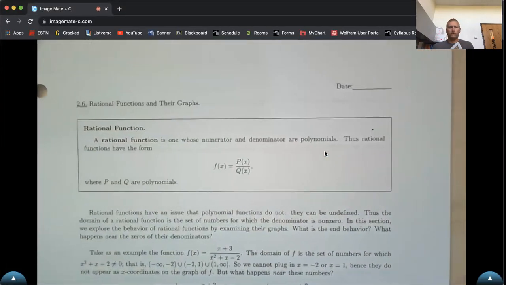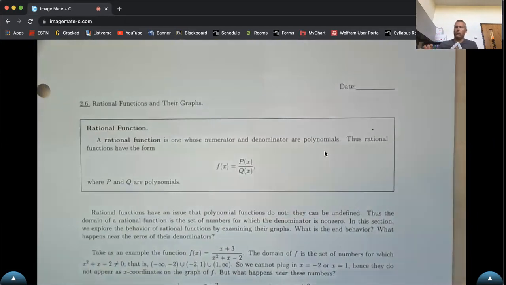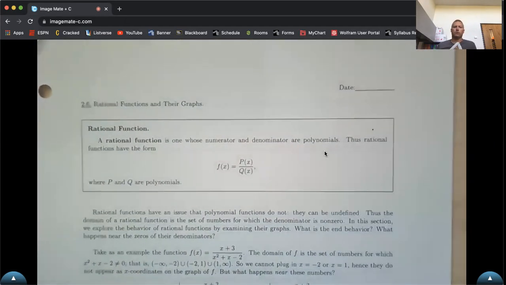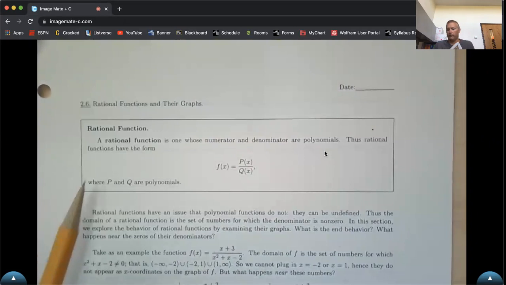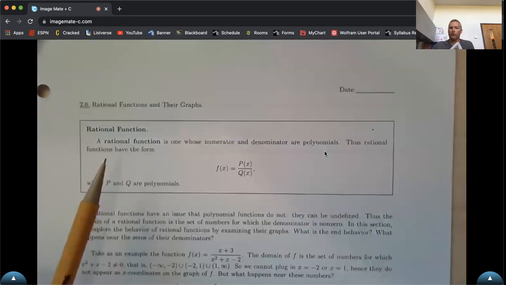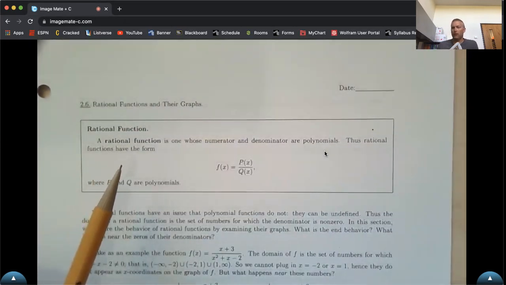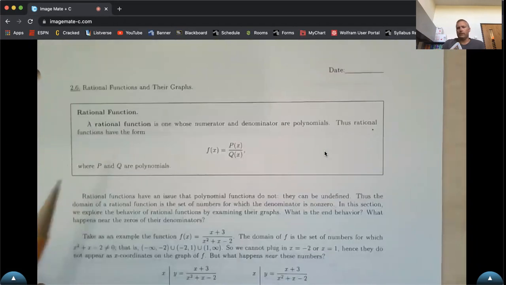So in 2.6, we talk about what are called rational functions. A rational function is one where we have a polynomial in the numerator and denominator. Remember that a polynomial has only nice powers of x, like x to the first, x squared, and so forth. So we have those on the top and we have those on the bottom.